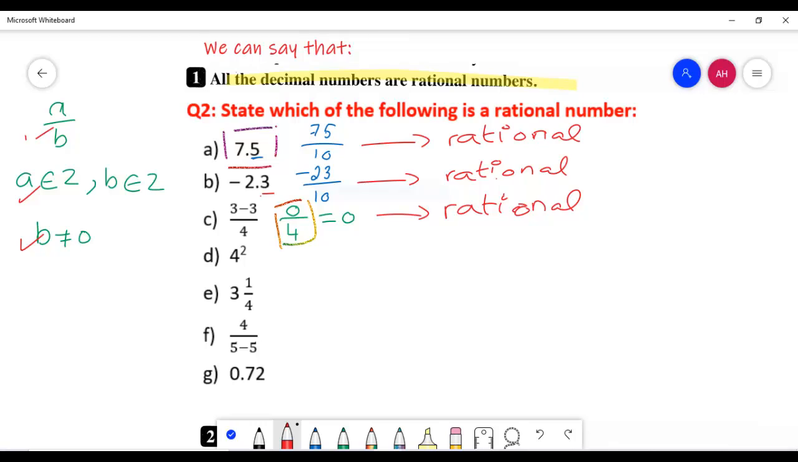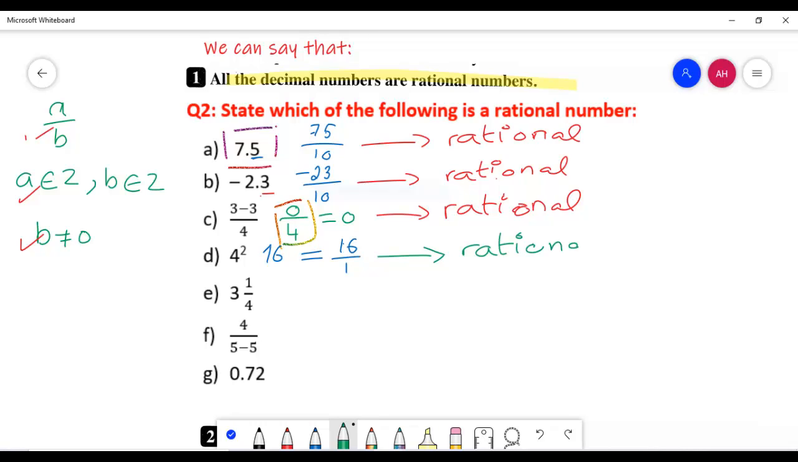Let's go for number D. 4 squared. We know that 4 squared is equal to 16. 16 is an integer. Can I write this integer in the form of a over b? Yes, I know that 16 is equal to 16 over 1. 16 belongs to integers, 1 belongs to integers, and my denominator is not equal to 0. So we can say that 4 squared, which is an integer, is a rational number.